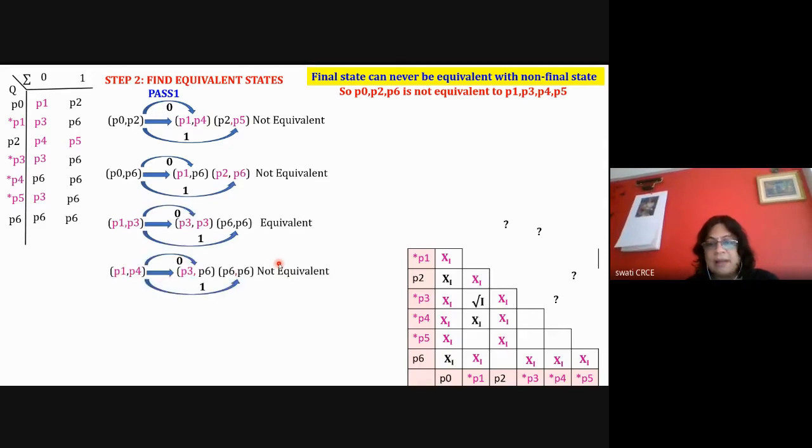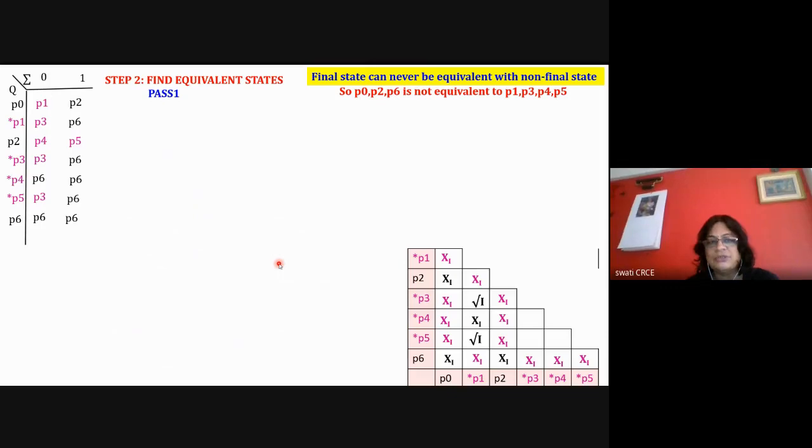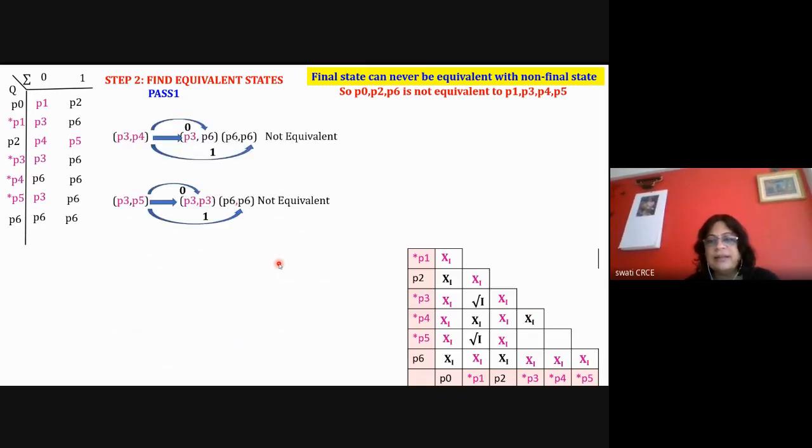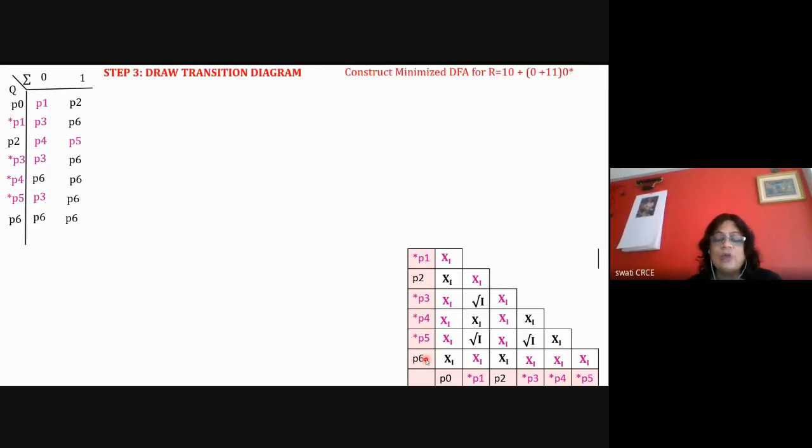Sometimes in the first pass we are not able to find out and we get some question marks. If we get question marks, all these equations we have to carry into the second pass. And in the second pass, we need to identify whether they are equivalent or not. But for this particular problem, there is no pass 2. In pass 1 only, we have identified that P1, P3 and P5 are equivalent.